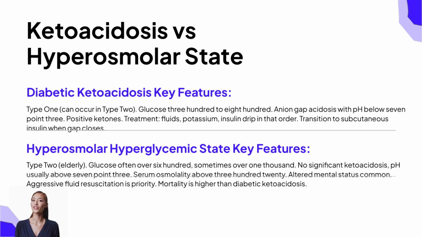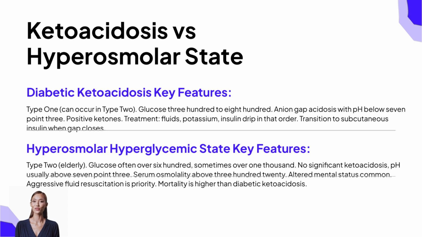If the question gives you an elderly type 2 patient with extreme hyperglycemia, often over 600 and sometimes over 1000, altered mental status, and notably no significant ketosis, that is hyperosmolar hyperglycemic state. The pH is usually above 7.3. The hallmark is a markedly elevated serum osmolality above 320.